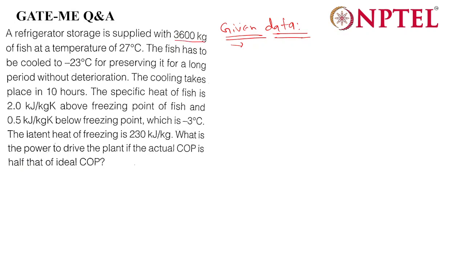Refrigerator stores 3600 kg, means mass they have given, of fish at a temperature of 27 degrees Celsius. The fish has to be cooled to minus 20 degrees Celsius for preserving it for a long period without oxidation. The cooling takes place in 10 hours. The specific heat of fish is this above freezing point of fish and 0.5 below the freezing point, which is minus 3 degrees Celsius. The latent heat of freezing is this. What is the power to drive the plant, if actual COP is half of the ideal?